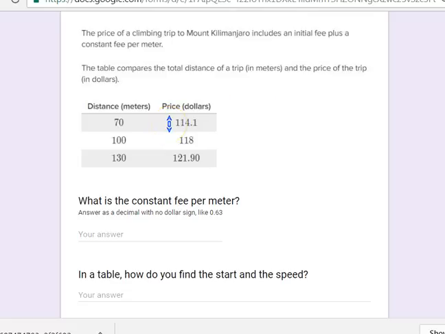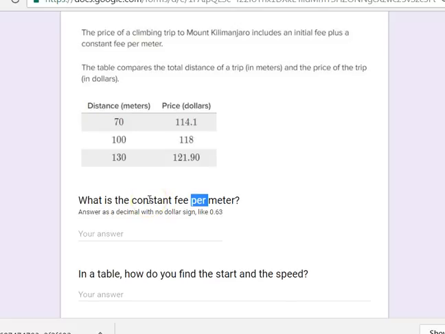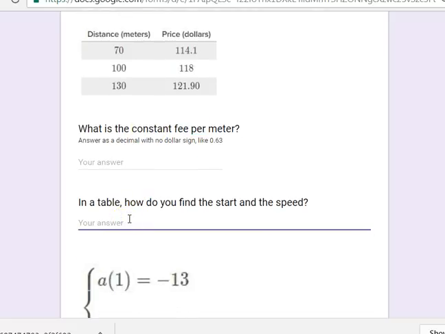In the next problem, I have a table. This wants the fee per meter. Now, per is a key word for a speed or a slope. So I'm going to use my subtract, subtract, divide method. I subtract on the right, and I get 3.9. I subtract on the left, and I get 30. 3.9 divided by 30 is 13 cents. So that was a subtract on the right, subtract on the left, and then divide. The answer is 13 cents. In a table, you find the start where x is equal to 0, and the speed by subtracting on the right, subtracting on the left, and then dividing. That's the change in y divided by the change in x.